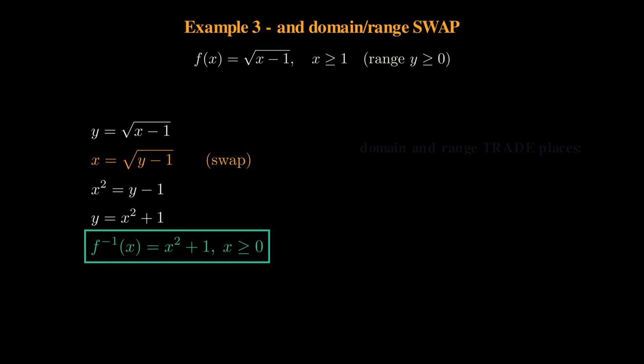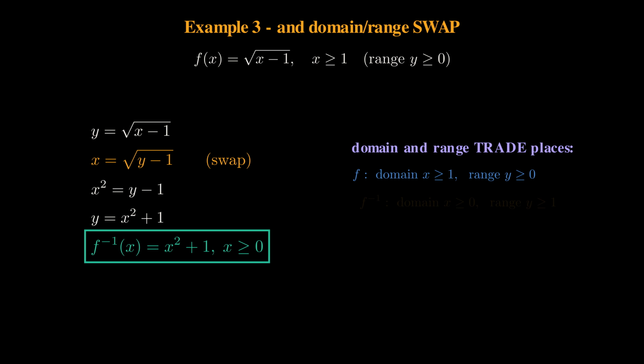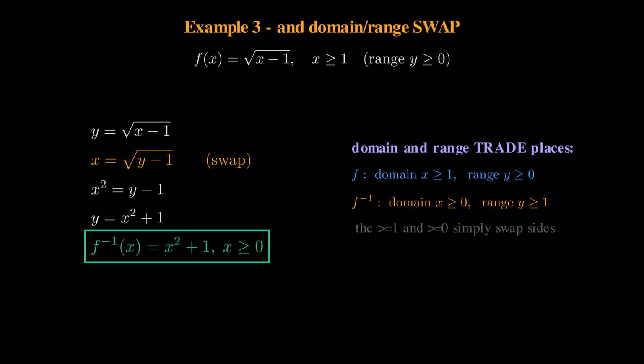The original f took inputs of at least 1 and produced outputs of 0 or more. Under an inverse, those swap. The inverse takes inputs of 0 or more and returns values of at least 1. So we must write x squared plus 1 for x greater than or equal to 0. The domain of f becomes the range of the inverse, and the range of f becomes its domain.